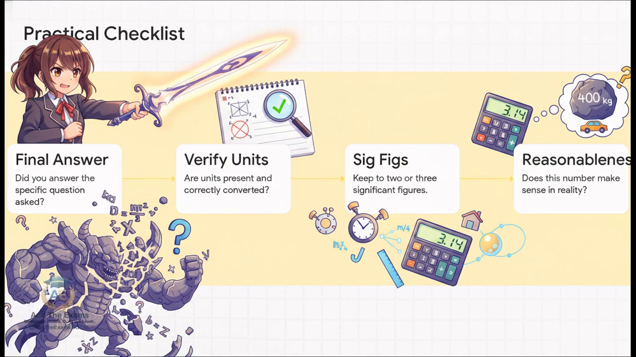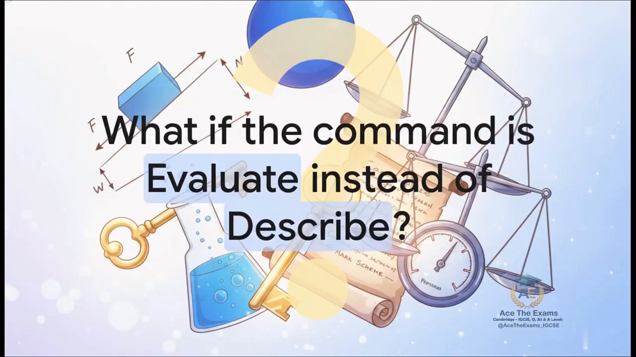And number 4, this is my favorite, assess reasonableness. If you calculate the mass of a small wooden block to be 4,000 kilograms, you've definitely misplaced a decimal. Always pause and ask, does this number actually make sense in the real world? By following these steps, you now have the exact physics knowledge to conquer mass, density, pressure, and forces.